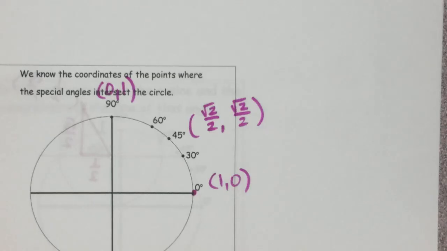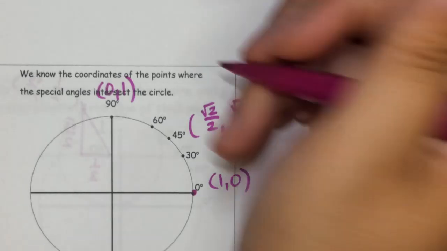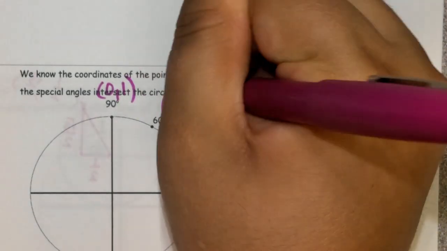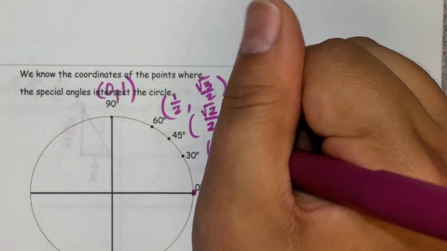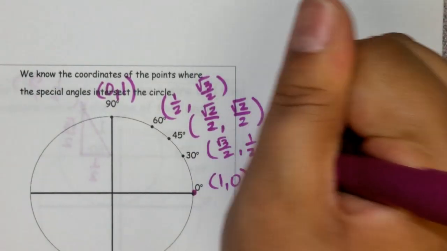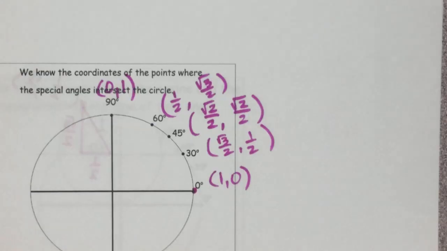Now the 30 and the 60 are a little bit harder to remember because they're the same numbers, right? But do you remember the order? So this one, 60 is 1/2, square root of 3 over 2, and 30 is square root of 3 over 2, 1/2. Can anybody look at these and see if they can find a way that you can easily remember which one's which? Say that a little bit louder, Allison.